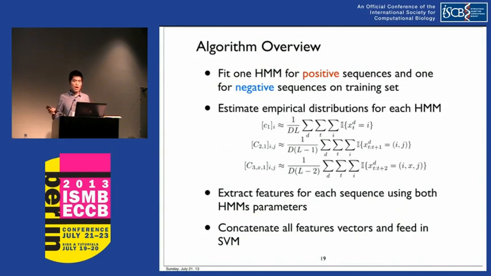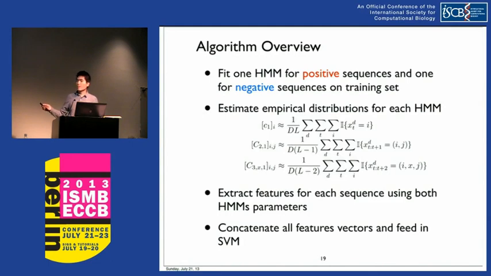As a short summary, our pipeline proceeds first by fitting one HMM for all the positive sequences in the dataset, and one HMM for all the negative sequences. In fitting these HMMs, we only need to calculate the empirical distribution of unigrams, bigrams, and trigrams, and then calculate the HTs accordingly. Once we have the HTs, we can extract features for each sequence, either in the training set or in the test set. And we can concatenate all the features into a long vector and feed them into the support vector machine.